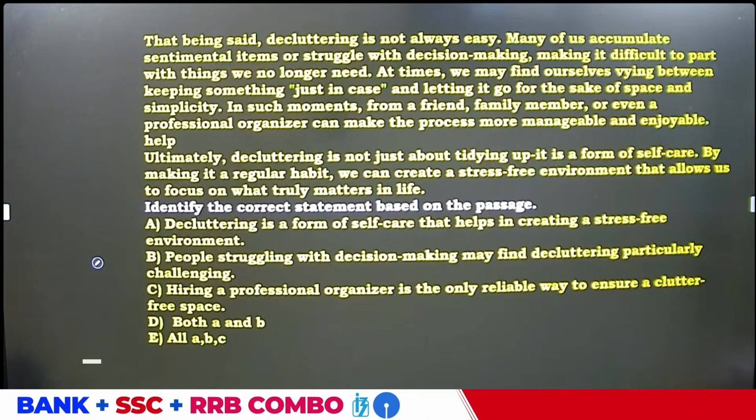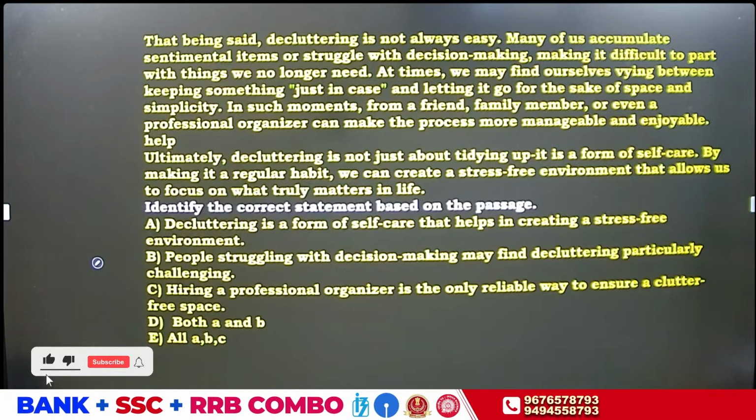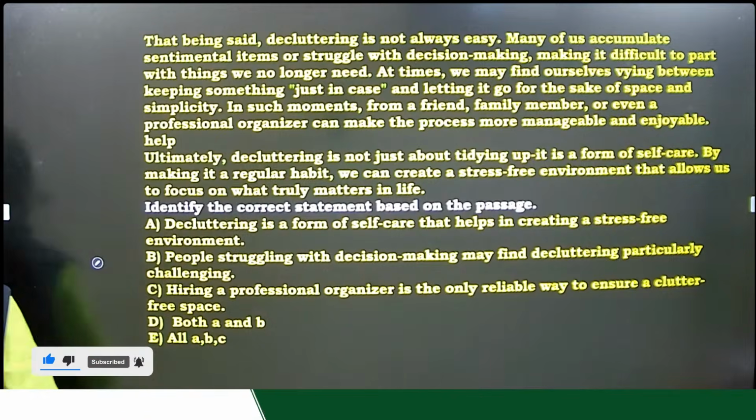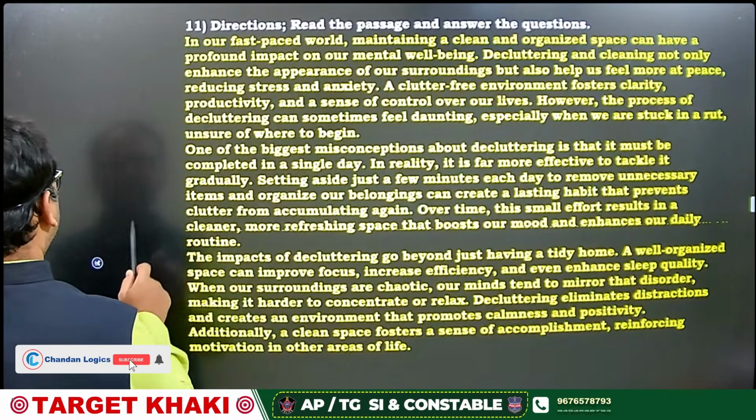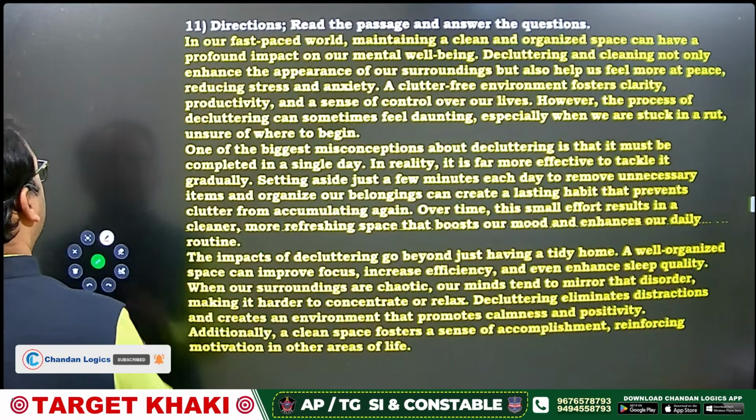You guys waiting for your answer? Done? You are done? Now it's my turn. I'm going to read it very fast. I'm also going to explain it simply to you in simple language.